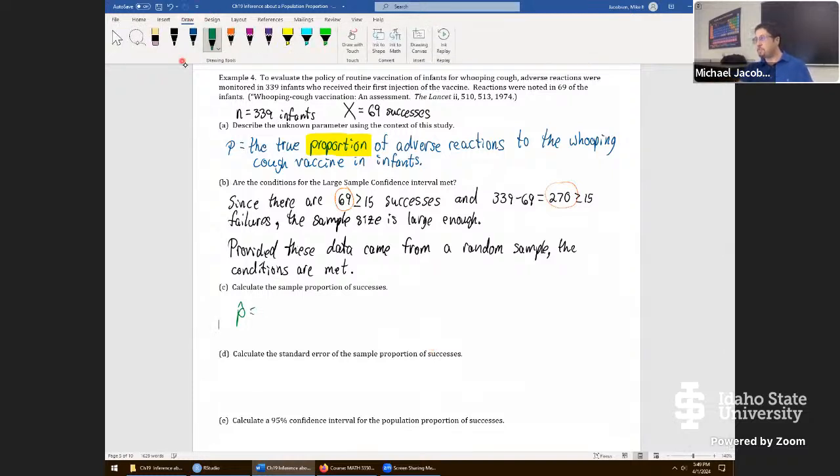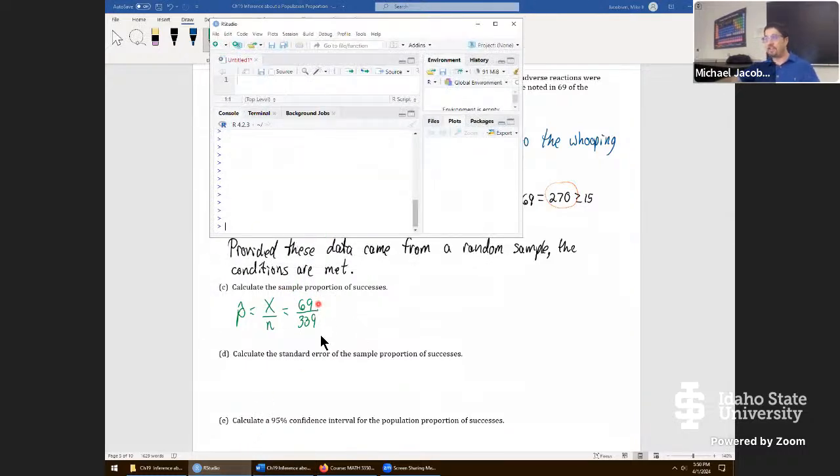And the formula is always this way. X divide by N. So we just go to the number of successes, 69. Because it's a proportion of successes, we divide by the total sample size, 339. And you could estimate this if you like. I'd say go for 5 or 6 decimal places for significant digits, but I'll leave it just like this and throw it into the calculator in that format.